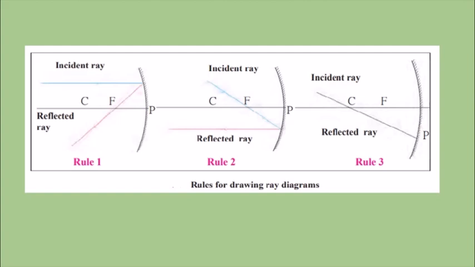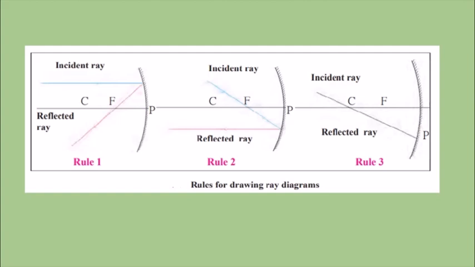Our second rule is that if an incident ray passes through the principal focus of the mirror, the blue line you can see passing through the principal focus, then the reflected ray is parallel to the principal axis. So it is the opposite of what happened in the first rule. The third rule is that if an incident ray passes through the center of curvature, that is C, the reflected ray traces the same path back. So the incident ray is coming through C and it goes back along C.